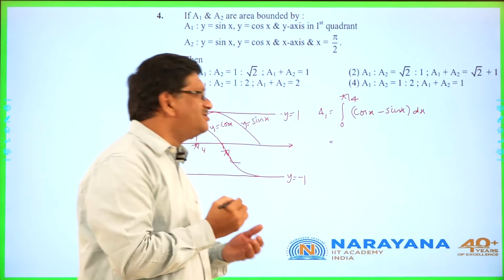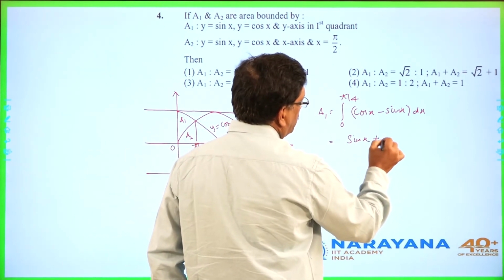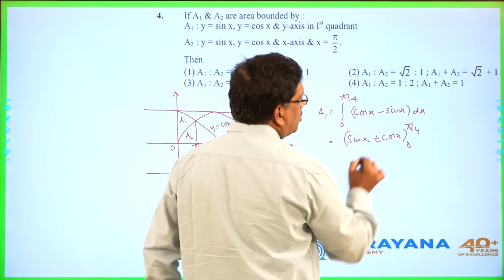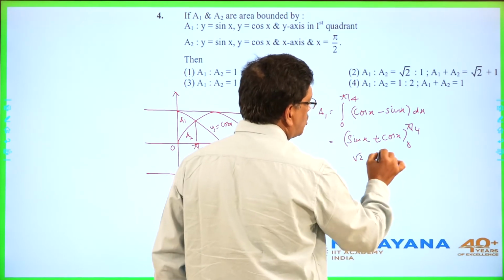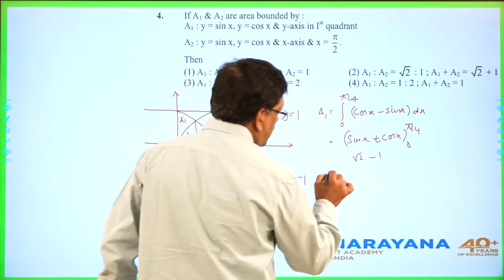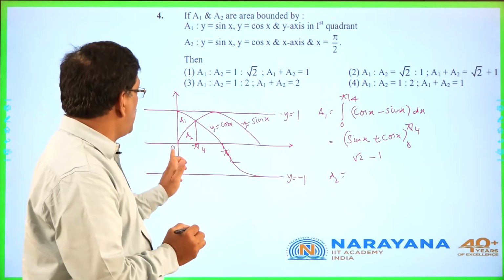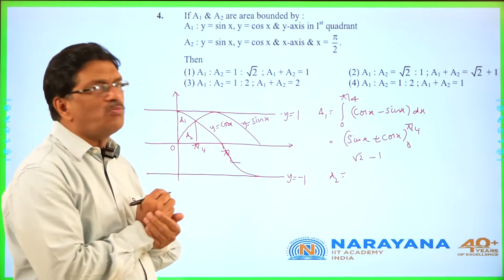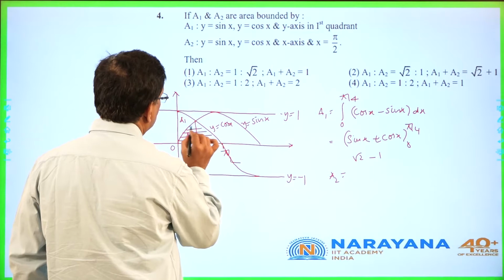As it is a simple thing, easily we can integrate. Cos x gives sin x and sin x gives plus cos x, limits are 0 to pi by 4. 1 by root 2 plus 1 by root 2 is root 2, minus sin 0 which is 0 plus cos 0 which is 1. So A1 is root 2 minus 1. Next, he is giving A2. A2 is the area bounded by y equal to sin x, y equal to cos x, x-axis and up to pi by 2. That means this is A2, right?